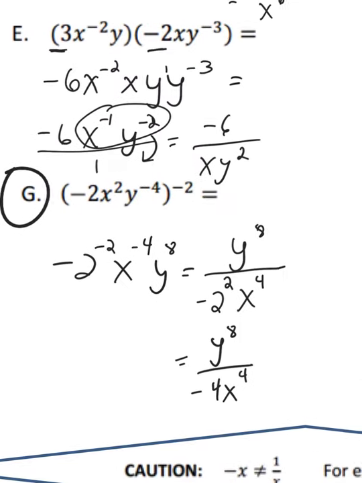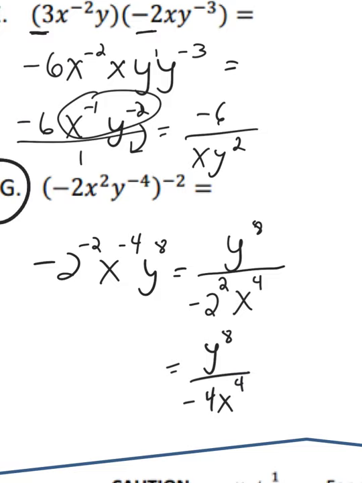For G, I went ahead and I put -2 as an exponent with each factor. So here I am, -2 to the power of -2. 2 times -2 is -4. -4 times -2 is +8. This positive y to the +8 stayed on top. The -2 to the -2 and x to the -4 had to come down.